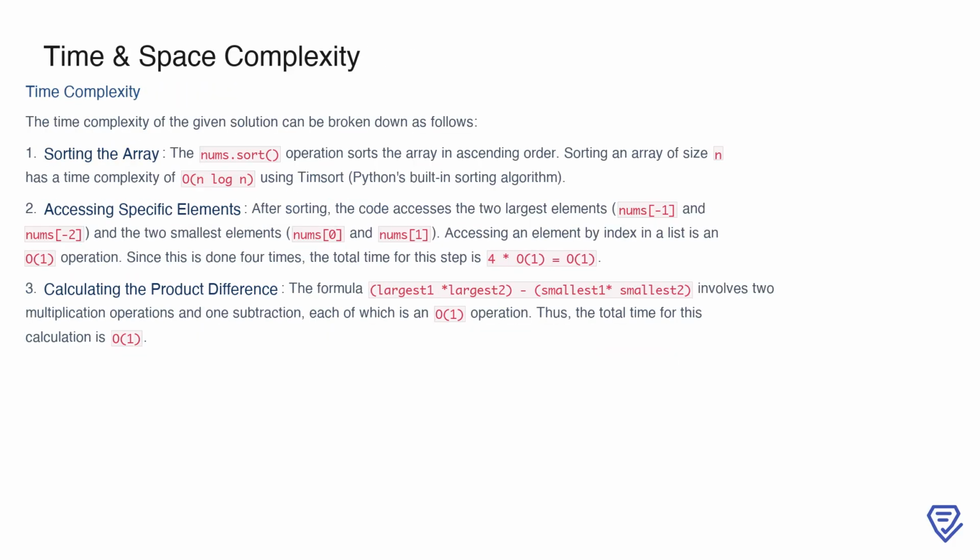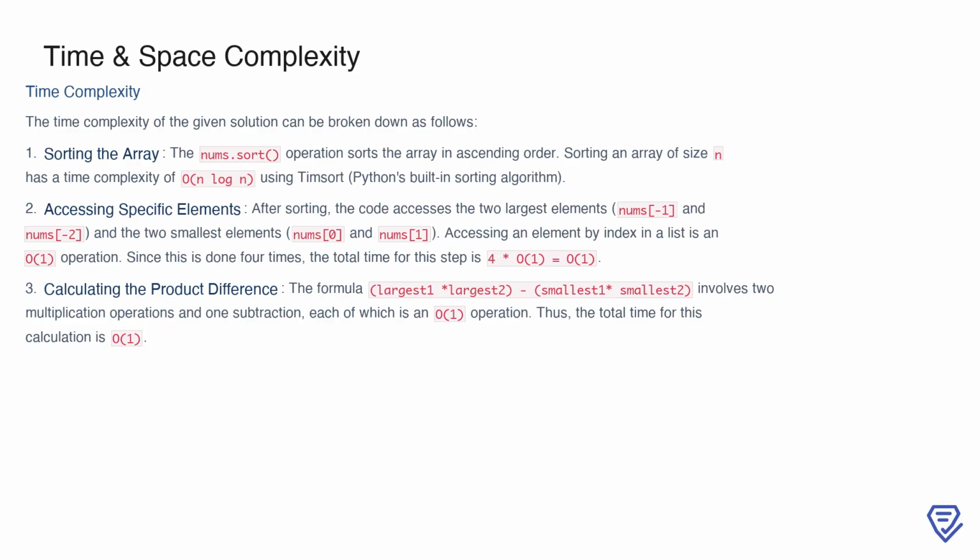The time complexity of the solution can be understood by breaking it into its key components. First, we have the sorting operation, which is done using Python's built-in sort method. This method uses timsort, an efficient sorting algorithm with a time complexity of n log n. Next, after the array is sorted, we access specific elements, the two largest and the two smallest values. Accessing an element by its index in a list is a constant time operation, O(1), and since we do this 4 times, the total time for this step is still O(1).